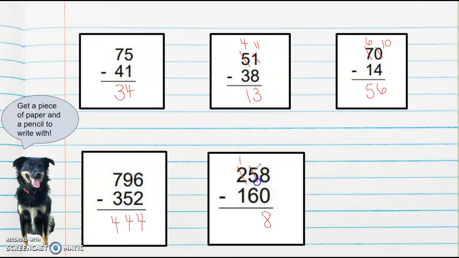Over here, I still have my 5, but the 1 that I just borrowed from here turns my 5 into a 15. So now I have 15 minus 6, which is 9. And then I have 1 minus 1, which is 0, and I don't ever need to write a 0 in the hundreds place if that's my last spot. So my answer would be 98.